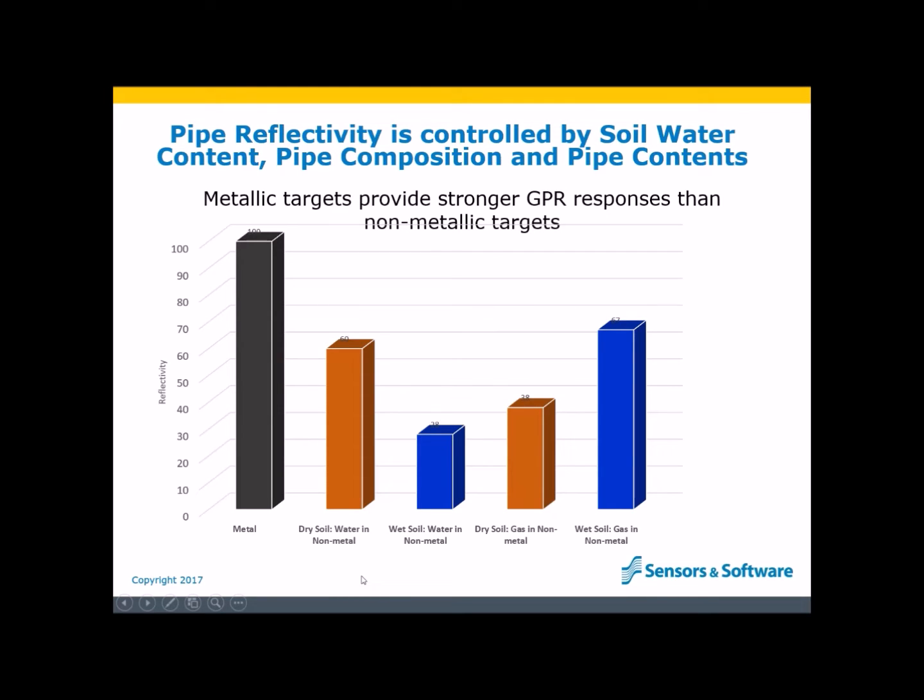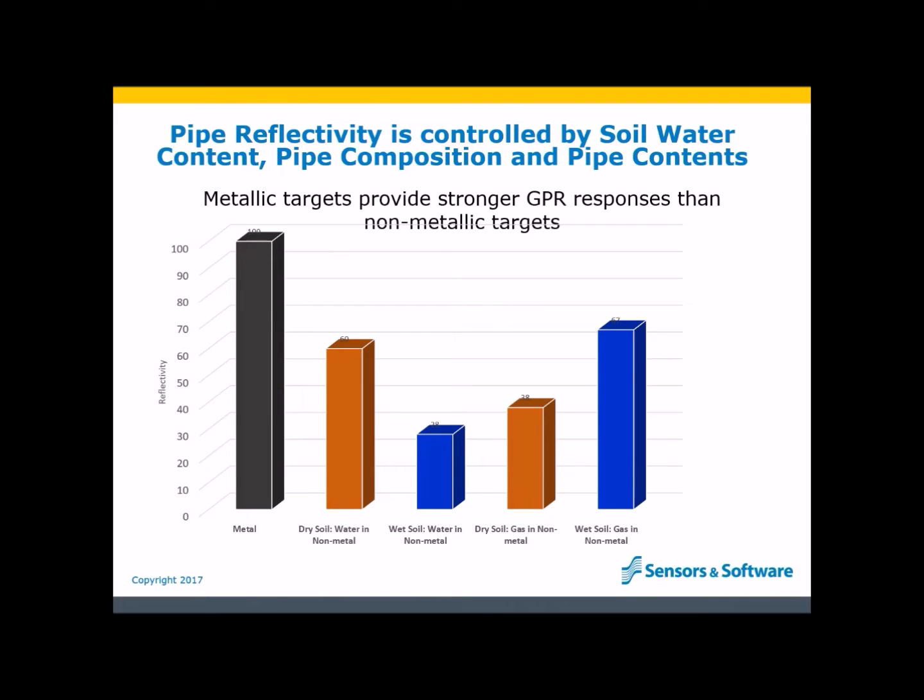In the chart here, for example, going from a dry sand with a K of 5 to water in a non-metallic pipe with a K of 80 gives a reflection coefficient of 60%. Good chance of success. The exact same situation, a water-filled non-metallic pipe with a K of 80, but now in a wet soil with a K of 25, has a reflection coefficient of only 28%, significantly less.